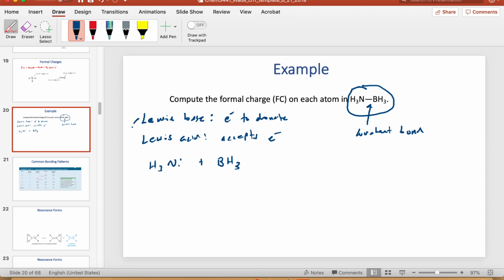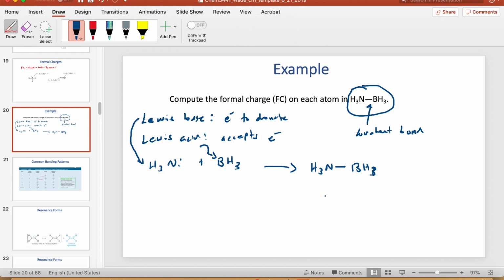And so you can see that this one has a lone pair of electrons, so therefore it would be a Lewis base. This one has no electrons and actually has a vacant orbital, so therefore it is a Lewis acid. And so these two come together and they make what's called a Lewis acid-base pair. And now what you can see from this is that nitrogen is supposed to have a lone pair, but it in fact doesn't. The lone pair is now used here in this bond, right?